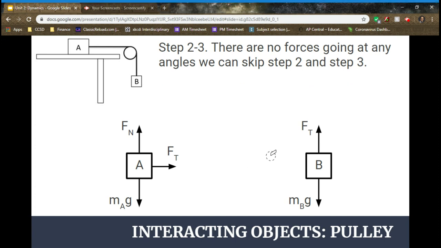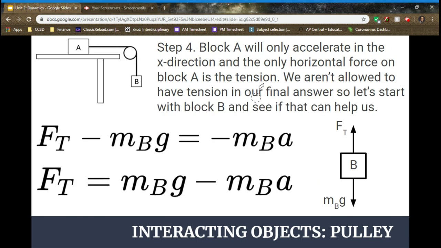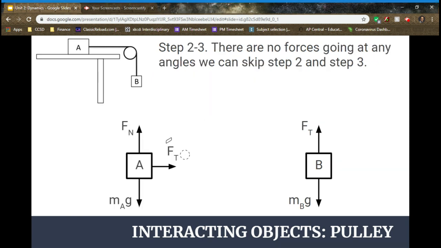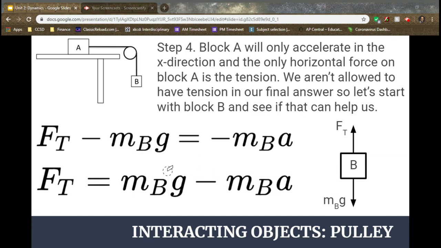So no forces are at angles, so we can skip step 2 and step 3. We'll go to step 4, all right? Now block A is only going to accelerate in the x direction, and the only horizontal force on block A is tension, all right? So if you recall from our force diagram, tension is the only force acting in the x direction. However, we're not allowed to have tension in our final answer, so we need to figure out how to get rid of tension. What we need to figure out is what it equals so that we can do a substitution. To do that, I'm going to have to look at block B.